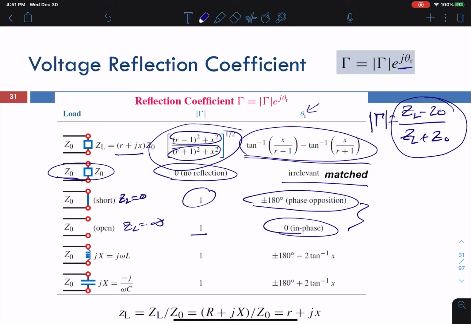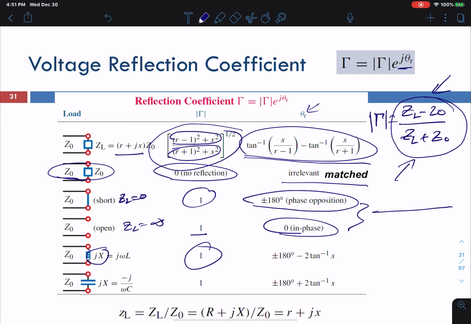And let's say your ZL is now 100% inductive. In that case you also get a magnitude of 1. How does that happen? If it's 100% inductive, then if you take the magnitude of both sides over here, that also becomes fully 1. Let's do the math over here.